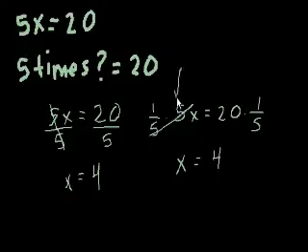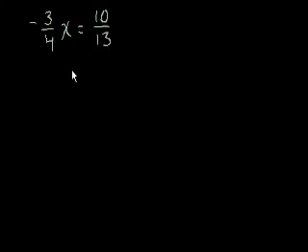I tend to focus a little bit more on this because when we start having fractions instead of a 5, it's easier to just think about multiplying by the reciprocal. Actually, let's do one of those right now. So let's say I had negative 3 over 4 times x equals 10 over 13. Now this is a harder problem. I can't do this one in my head. We're saying negative 3/4 times some number x is equal to 10 over 13.